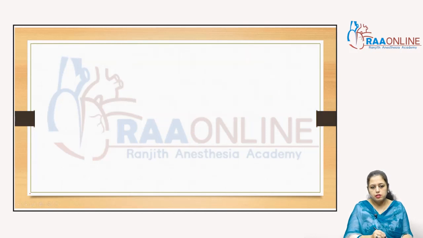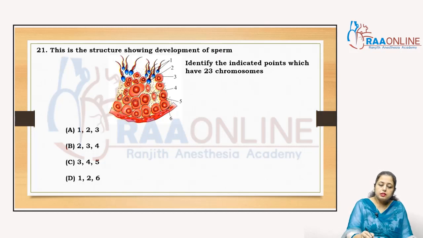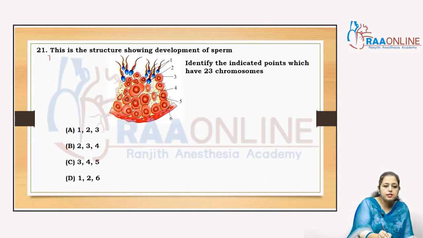So come to the next question, that is 21. Actually this is the structure of the seminiferous tubule showing the development of the sperm, right? That is the diagrammatic sectional view of the seminiferous tubule, which is given in NCERT page number 47, right?